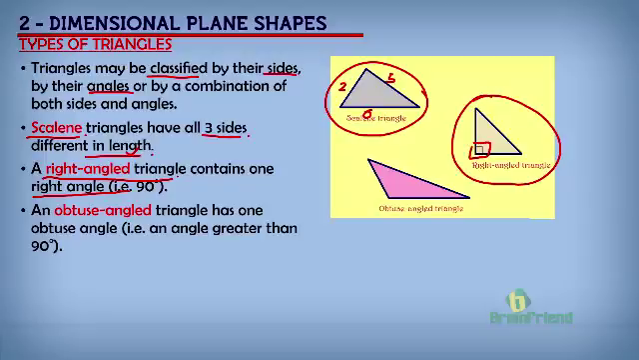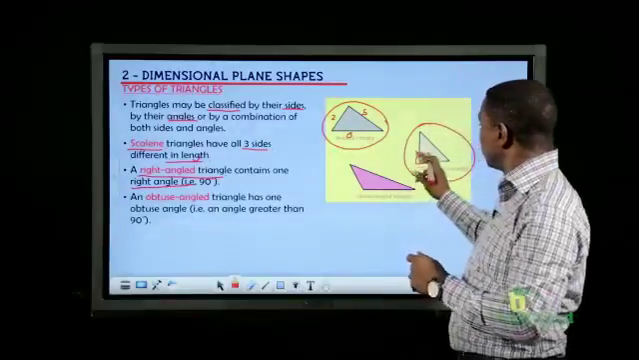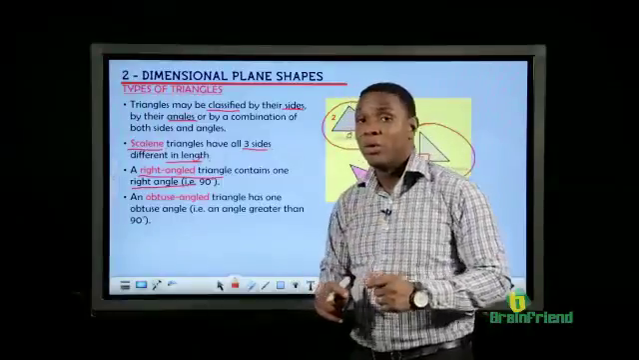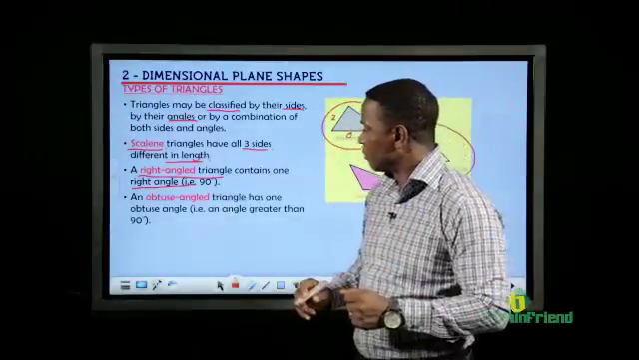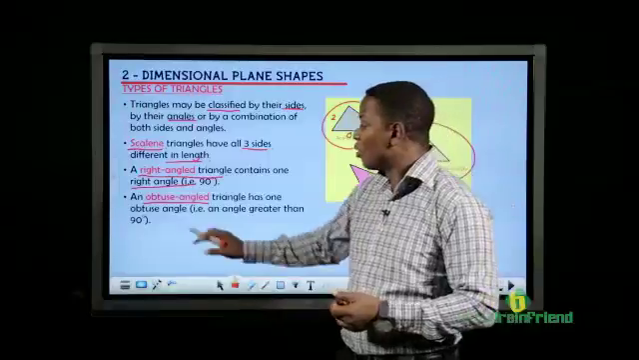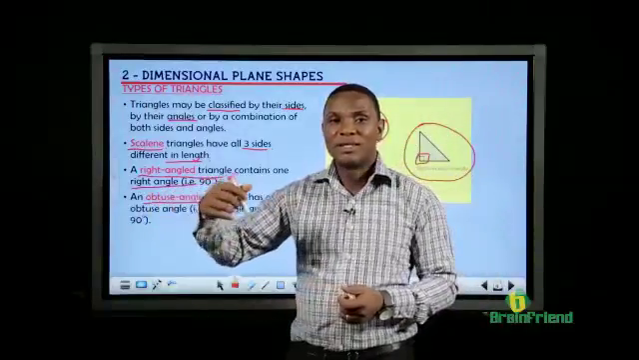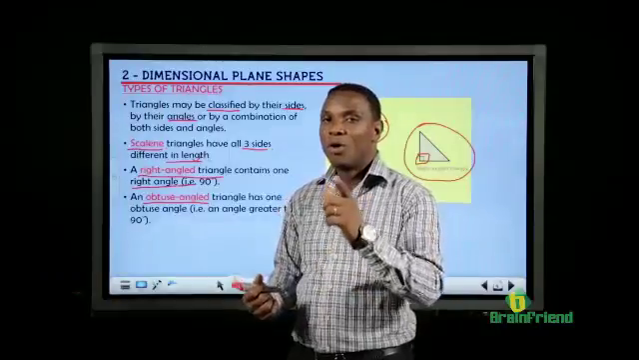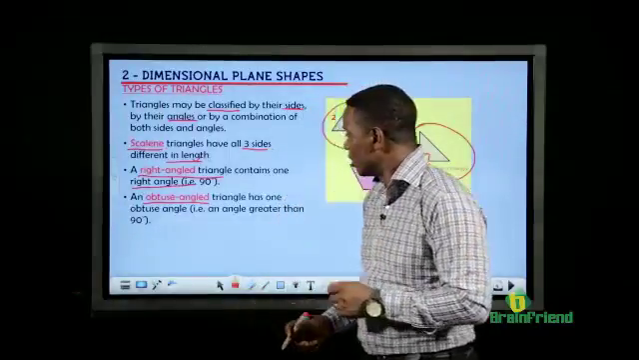This angle here is 90 degrees. So immediately we see a right-angled triangle, we simply look out for one of its angles. If it's 90 degrees, we immediately know that we have a right-angled triangle. Another kind of triangle that we have is known as the obtuse angled triangle. The word obtuse simply means that one of the angles of the triangle is more than 90 degrees.